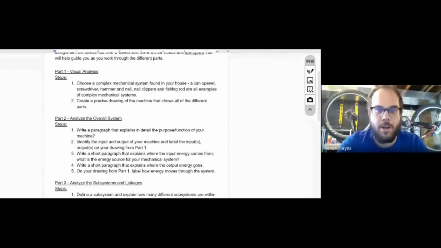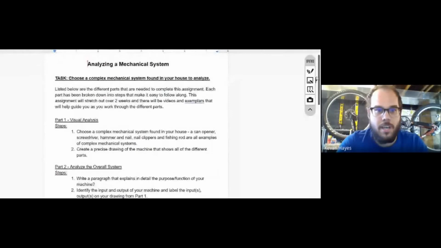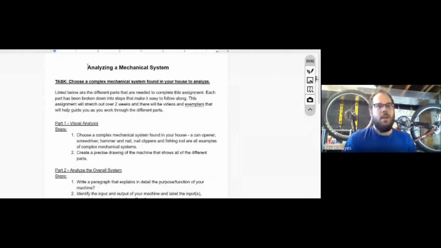We're going to be talking mainly about the project that you're working on this week. So we're going to look at this project here, which is analyzing a mechanical system. And ultimately what you're doing here is you're applying some of your understanding that you've learned so far to start looking at how machines are actually made, right?